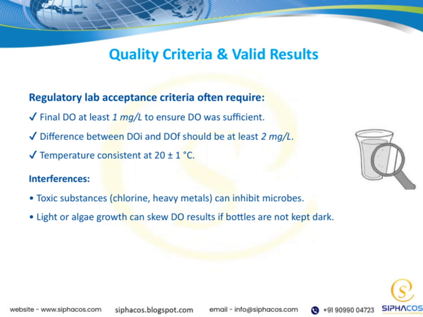Now, we also need to be aware of potential interferences. For example, toxic substances like chlorine or heavy metals can inhibit the microbes, skewing our results. And exposure to light or the presence of algae can also affect the readings, especially if bottles are not kept in the dark. All these factors are important because they help us produce accurate, reliable data, which ultimately supports the integrity of our entire testing process and aligns with regulatory expectations.